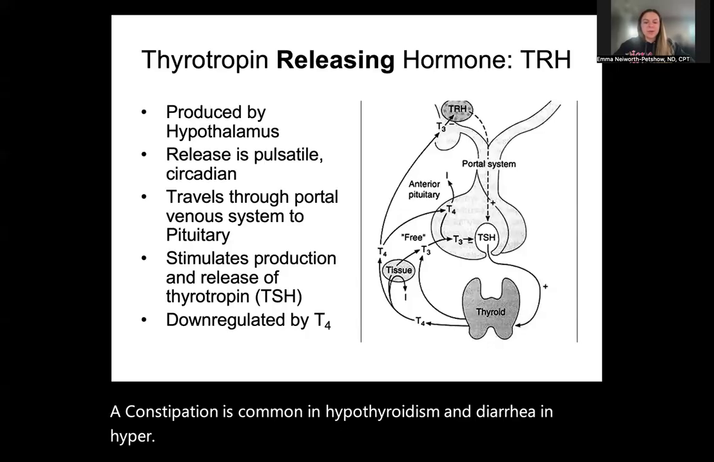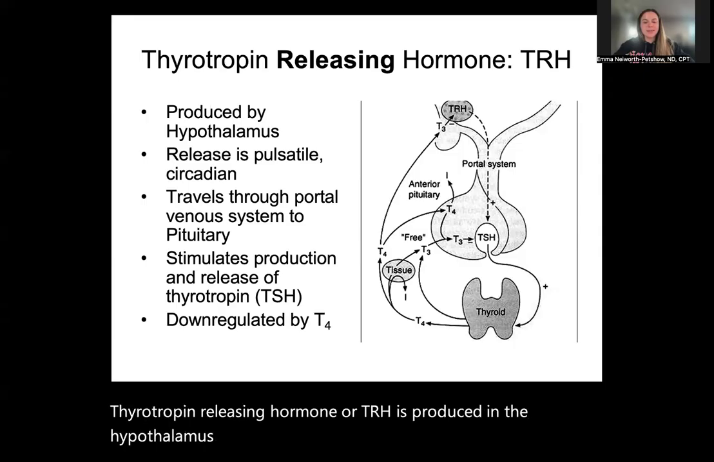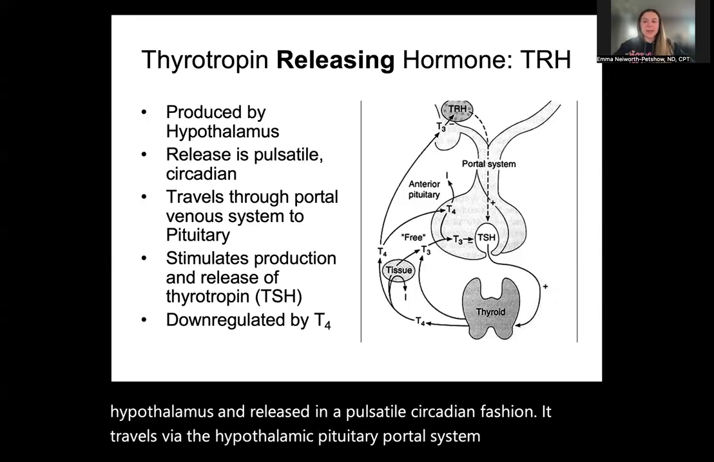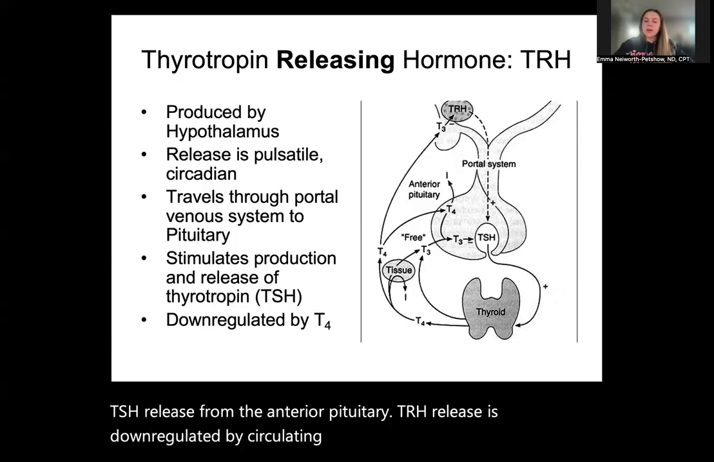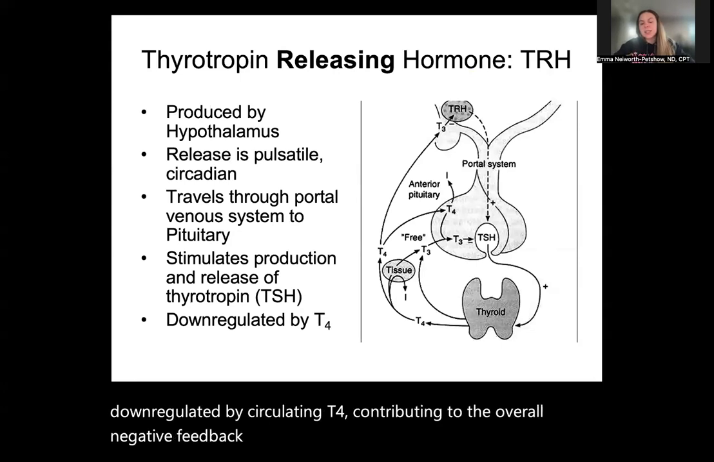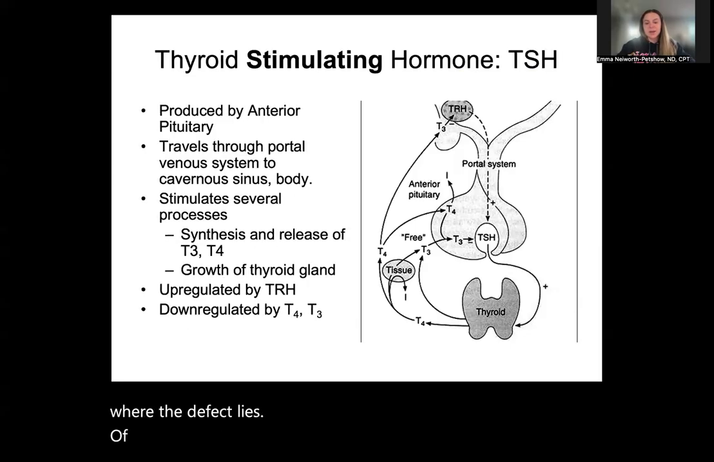Thyrotropin releasing hormone, or TRH, is produced in the hypothalamus and released in a pulsatile circadian fashion. It travels via the hypothalamic pituitary portal system to stimulate TSH release from the anterior pituitary. TRH release is downregulated by circulating T4, contributing to the overall negative feedback system. Understanding TRH physiology is important when evaluating secondary or tertiary hypothyroidism, where the defect lies above the thyroid gland.